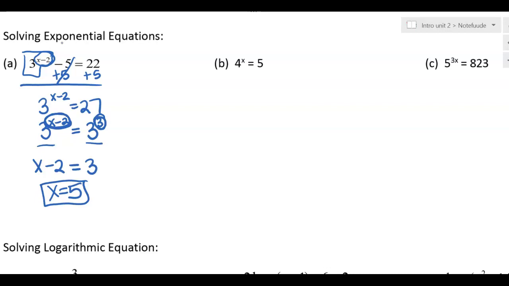So we have 4 to the power of x equals 5. Your first strategy is what we just did in part A. Can I rewrite it so that they're both using the same base so I can just not worry about the base and set the exponents equal to each other? And the answer to that is no, right? 5 can only be written as 5. It's not a power of anything else. 4 can be written as a power of 4 or a power of 2. Those aren't the same.